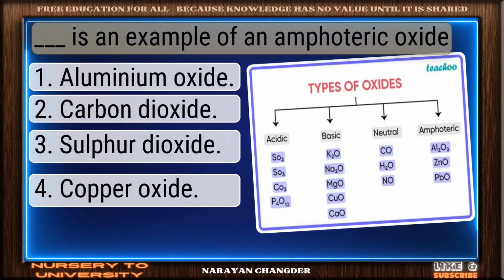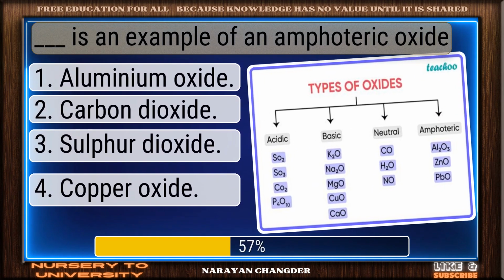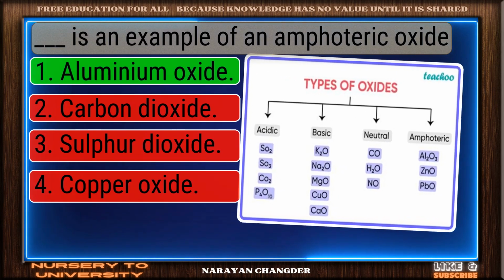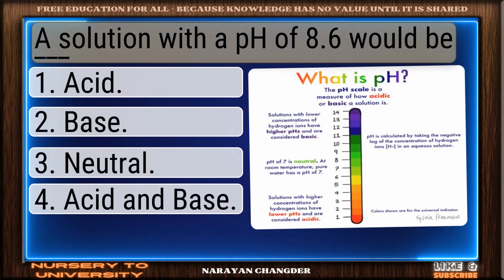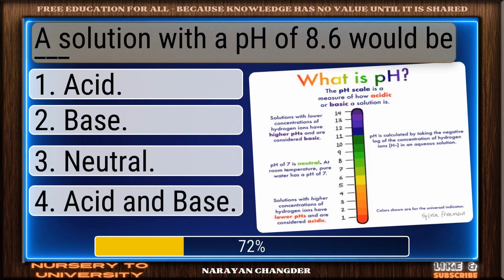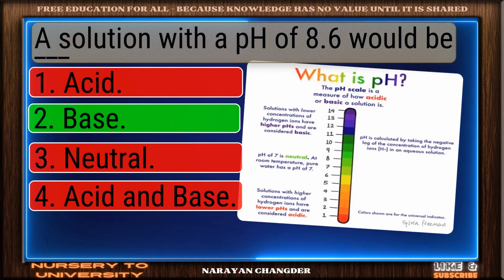Question number 21. Dash is an example of an amphoteric oxide. Strong choice. Aluminium oxide is the right answer. Question number 22. A solution with a pH of 8.6 would be dash. Nice selection. Base is the correct and valid answer.